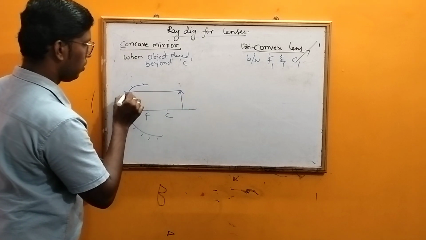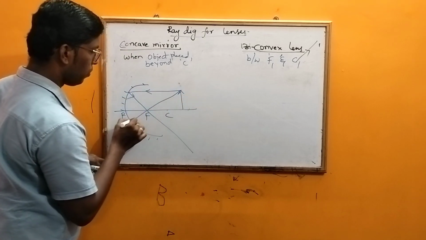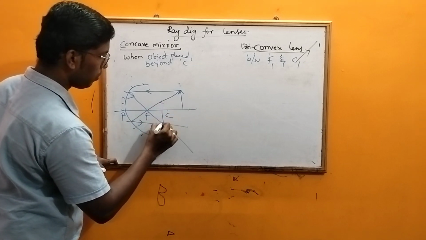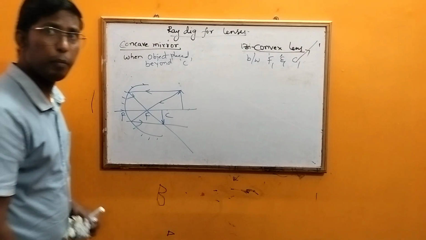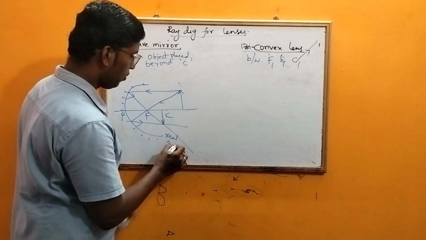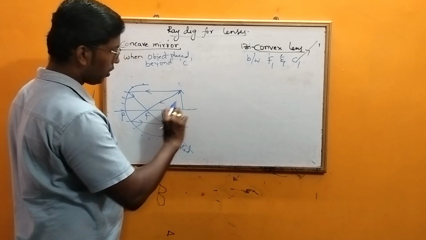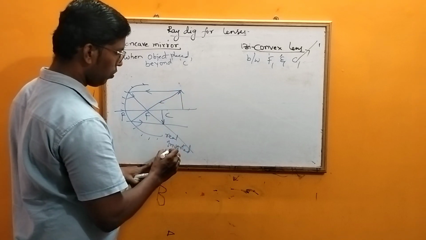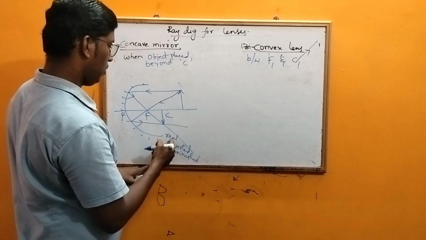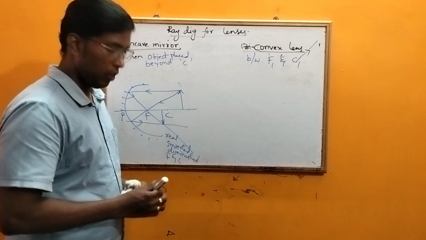Point C, take parallel, focus point, and parallel. So where are we getting the image? Image is found between F and C, and it is real and inverted. And how does it look? The image is smaller than the object, so diminished. We write that the image is diminished, real, inverted, and found between F and C. Image is found where? Between F and C.